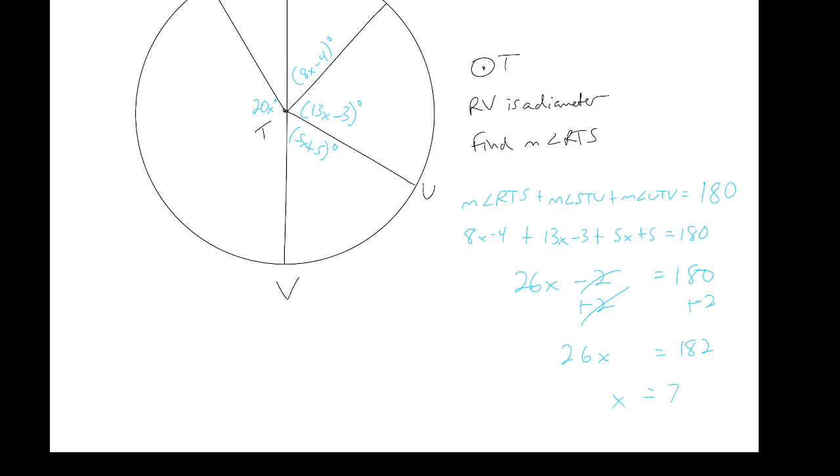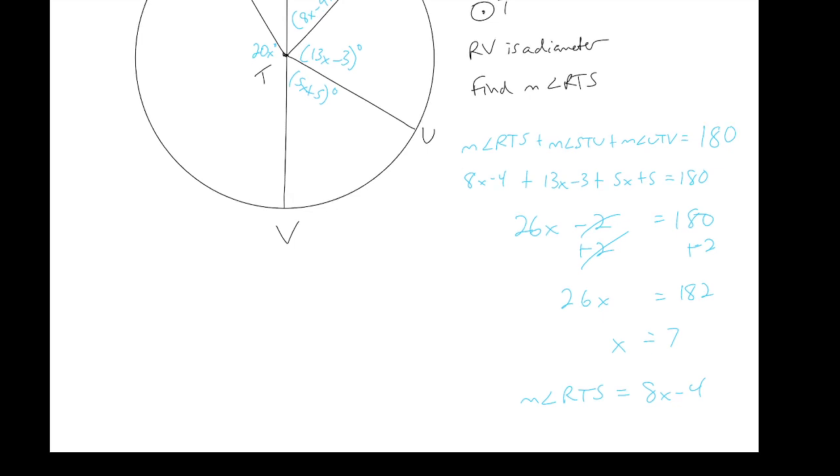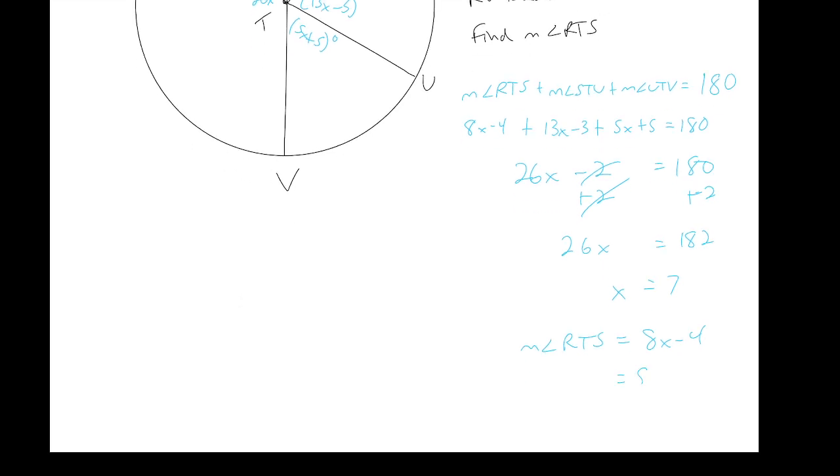Which we're not done, right? Now we need to take that, and we know that the measure of angle RTS is equal to this expression back here at the top, which is 8x minus 4, and of course we know x is equal to 7. So this is equal to 52 degrees, where we have 8 times 7 is 56, subtract 4, and that's 52 degrees.